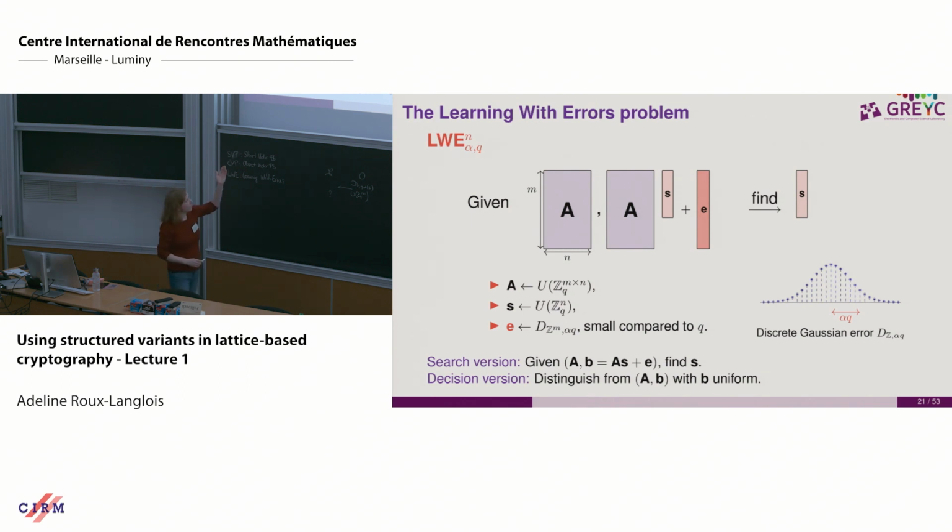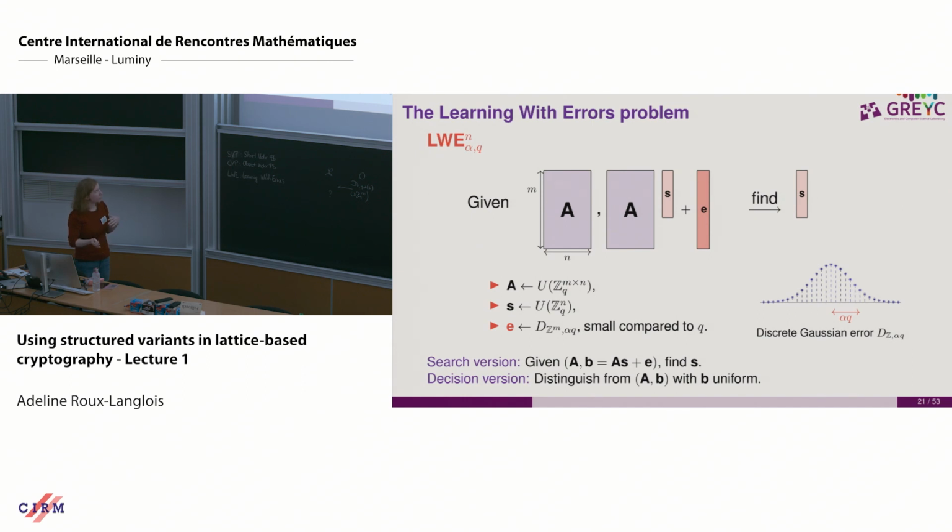And why is it Gaussian? Because we need it to be small compared to Q, because all of this is modulo Q. So it's really important for what we will do after to have in mind that when we say small, it's compared to Q.